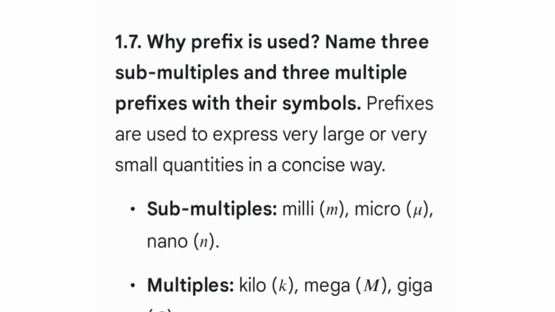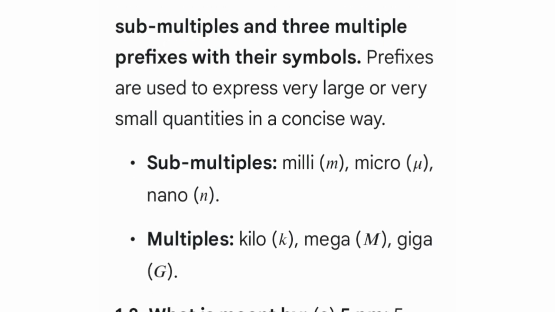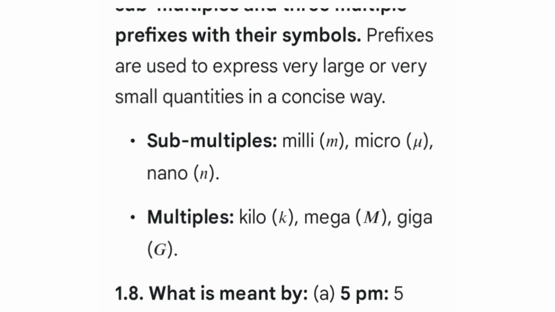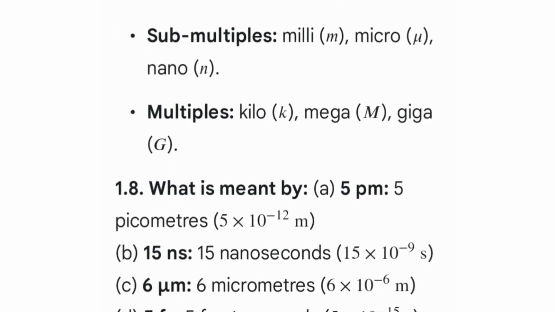1.7, why is a prefix used? Name three submultiples and three multiples with their symbols. Prefixes are used to express very large or very small quantities in a concise way. Submultiples: milli, micro, nano. Multiples: kilo, mega, giga.